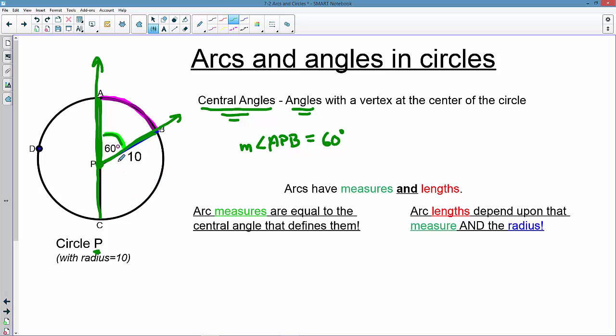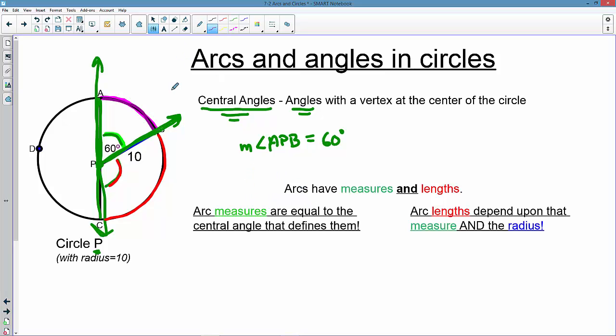Another angle, let's do this angle over. So this angle over here, if you were to extend its rays, it breaks off a different arc, right? It would break off this red arc, see? Okay. So arcs are formed by their central angle. So they kind of match each other. And what's nice about it is they're equal in measure.